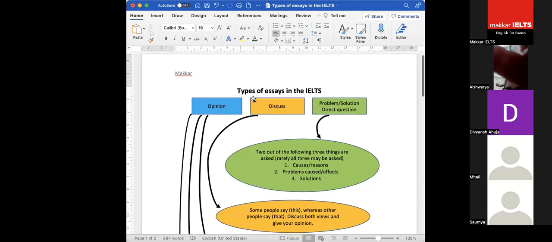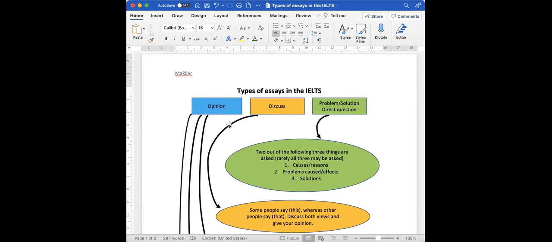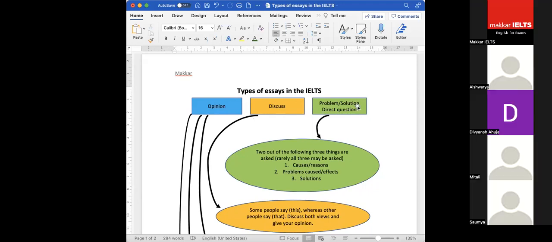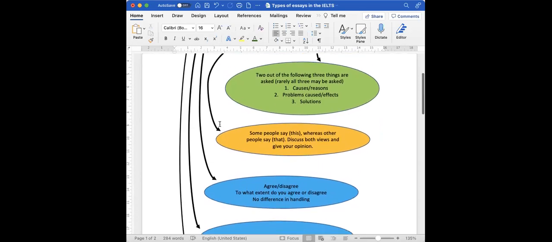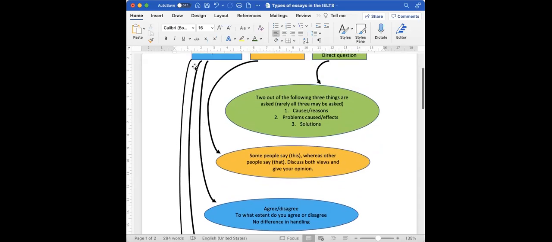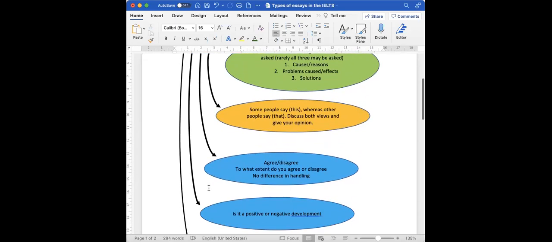Okay, so here, the first thing I'd like to tell all those who are on day one: types of essays in the IELTS. Basically, there are three types of essays that are asked in the IELTS. You can get any of these three types: opinion, discuss, problem solution. And I also put this direct question in the problem solution only, because it is basically handled the same way. Opinion essays are further asked in three ways. You can see these three arrows going from the opinion here, 1, 2, 3.